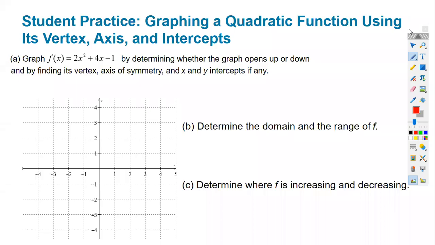Here we go, student practice. So we stopped yesterday with you practicing and going through the steps for this on your own, and we're going to pick up here to check and see how you did.